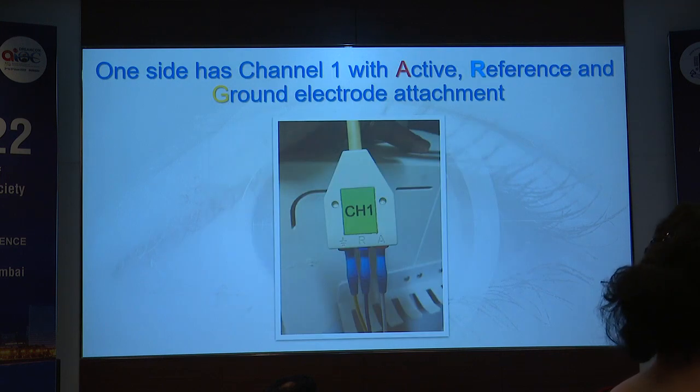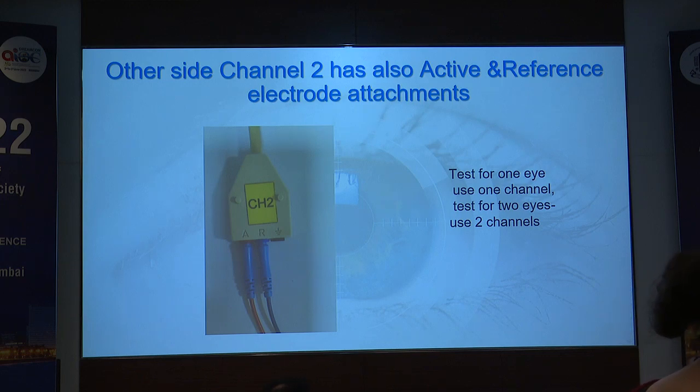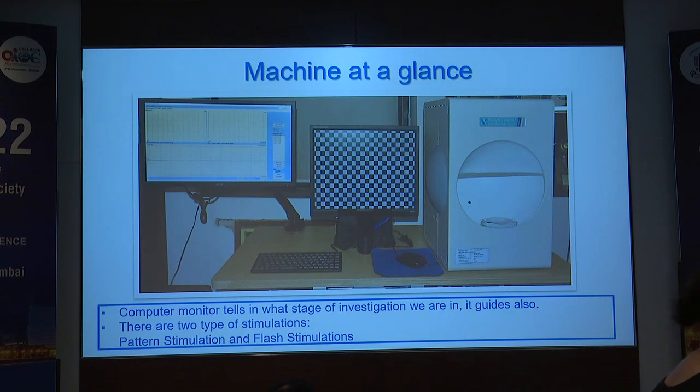Coming to the amplifier, we have two types. One is a one-channel amplifier, which has an active, reference and ground electrode attachment. The second is a two-channel amplifier, which has active and reference electrode attachments. A test for one eye is usually done using one channel, while tests for two eyes use two channels.